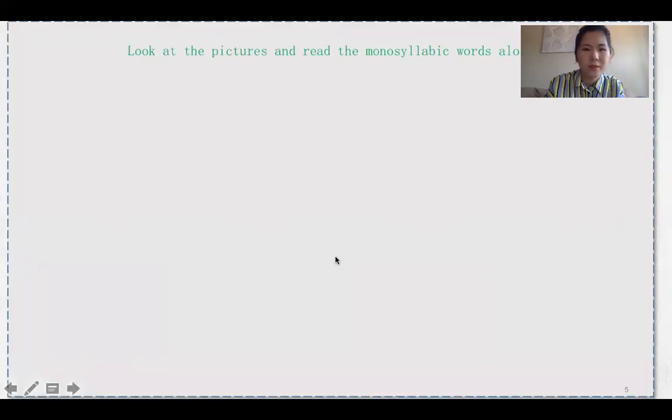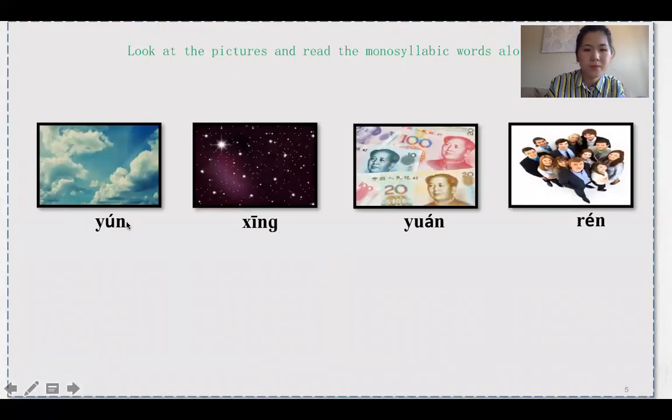Okay, now this one. Yun. So we haven't talked about this yet. This one is yu and n together. Yun. Okay, this one. Xing. Xing. Okay, this one. Yuan. This one. R and en. Ren.